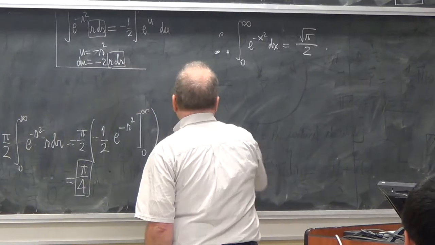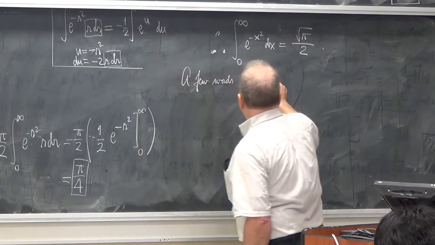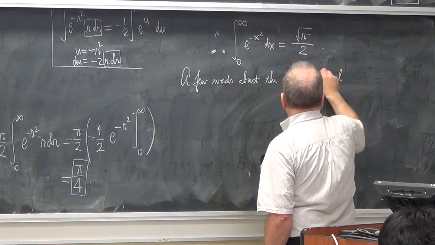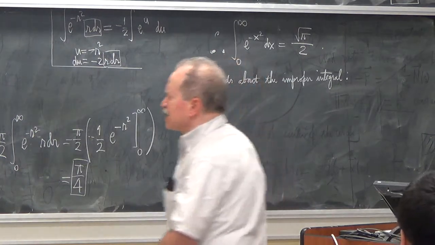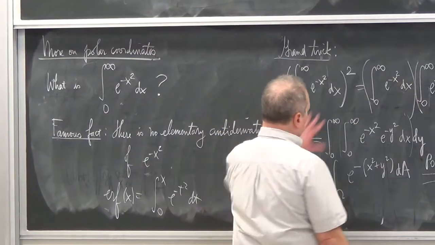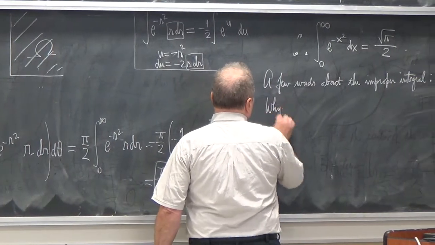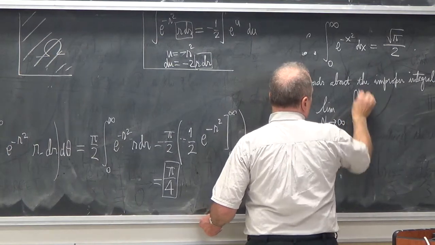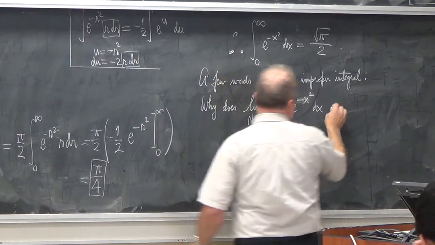Now, a few words about the improper integral. So why does this even exist? Why does this make sense? And you could ask the same question here too. Why does the limit as capital N goes to infinity of the integral from 0 to n of e to the negative x squared dx exist?